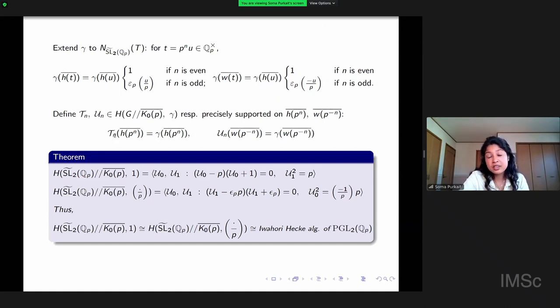We define it like this. T_n at H_P to π^n bar is given by this gamma at H_P to π^n bar, and U_n at W_P to π^(-n) bar is precisely the value of gamma at W_P to π^(-n), well, W_P to the power -n, comma 1.